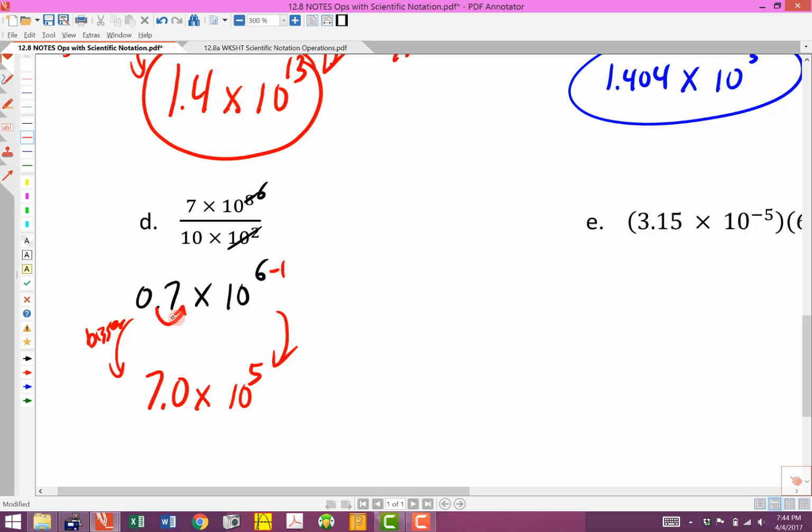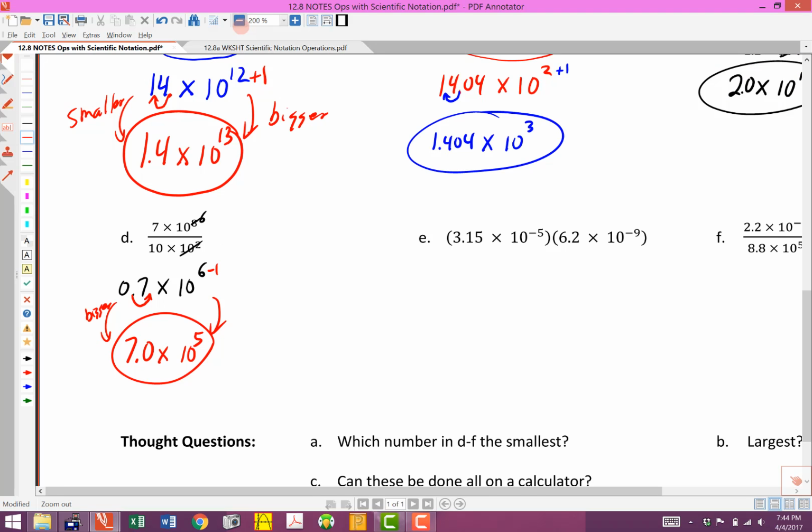And again, to make this bigger, what we did is we multiplied by 10. And here we technically divided by 10. That's why the negative exponent there. But that right there is the answer. And again, that 7.0 kind of emphasizes that we know that answer is in scientific notation.